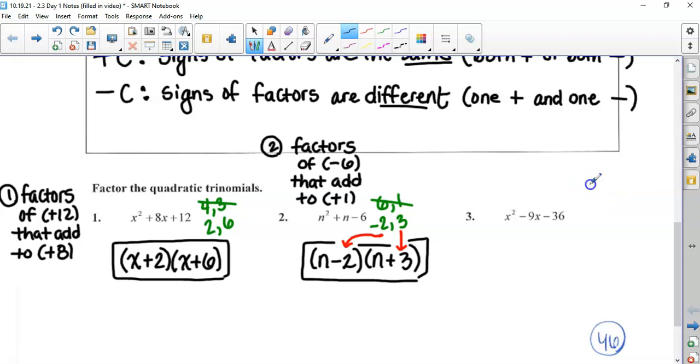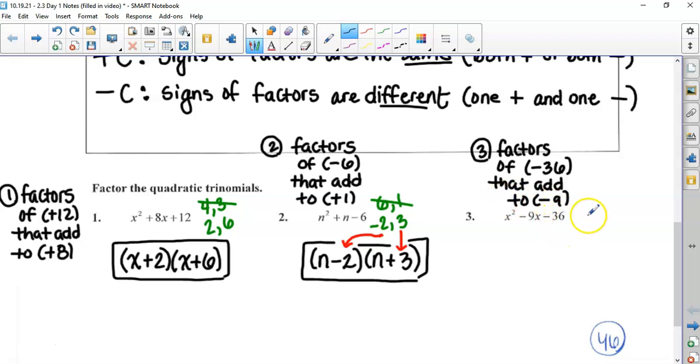Number 3. A is 1, so I need factors. Actually, I'm going to move this so it doesn't get in the way. Let's put it up here. Factors of negative 36 that add to negative 9. Factors of C that add to B.